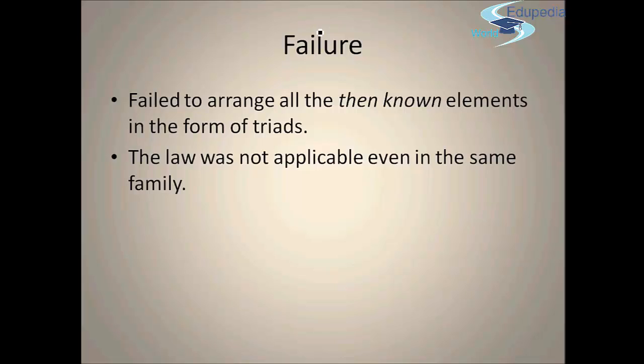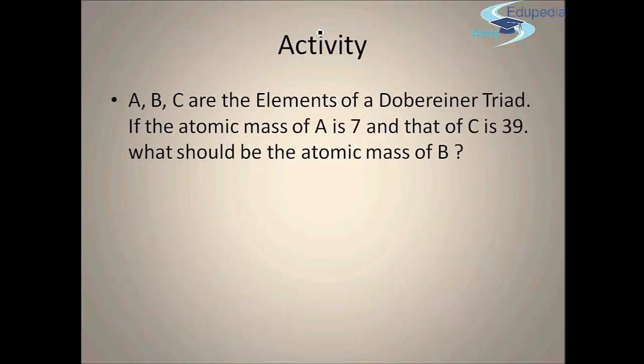We shall be discussing this in the next session, but before ending, I shall give you one small activity. A, B, C are the elements of Dobereiner's triad. If the atomic mass of A is 7 and that of C is 39, what should be the atomic mass of B? It is a very simple question.